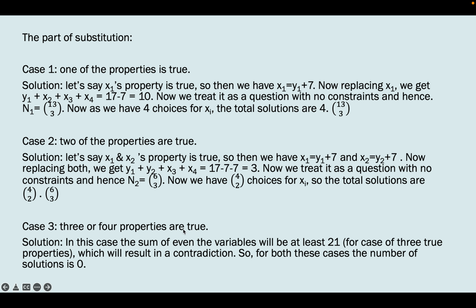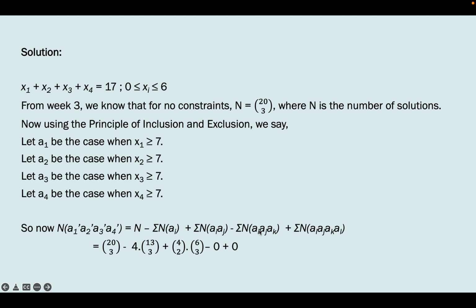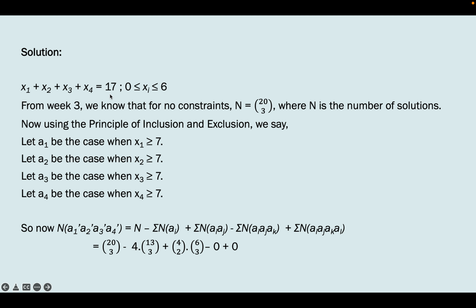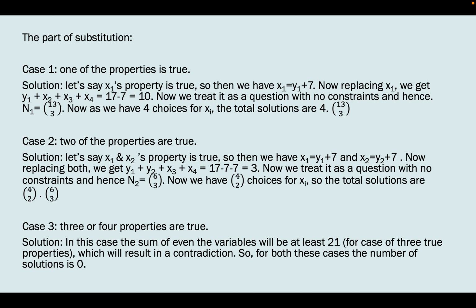And for the cases after that, in this particular example, the cases where 3 of them or even 4 of them have their properties true are not valid. For example, if x1, x2, and x3 are equal to 7 each, that will sum to 21, and our total sum is no more than 17. In fact, it's exactly 17. So that case is not valid, and similarly, the case where we have 4 properties true is also not valid. So for both these cases, the number of solutions is 0.